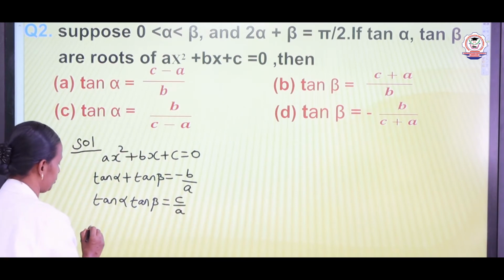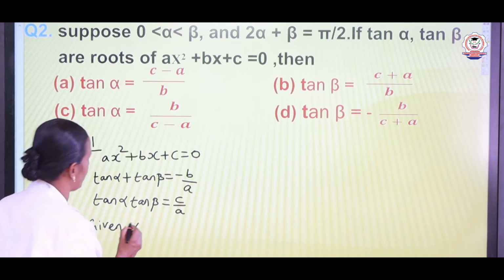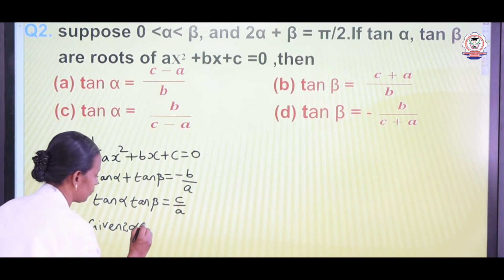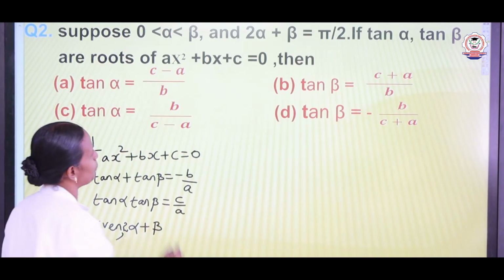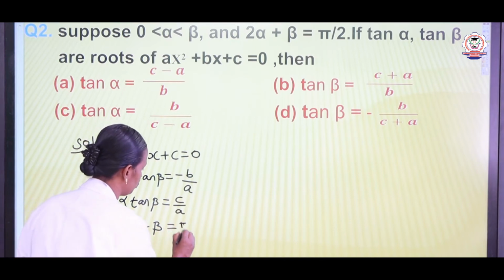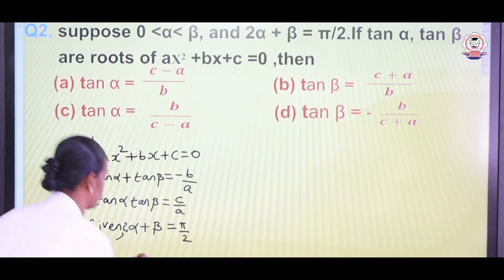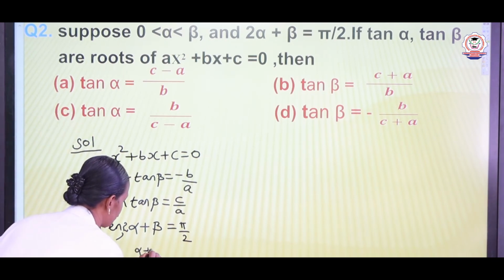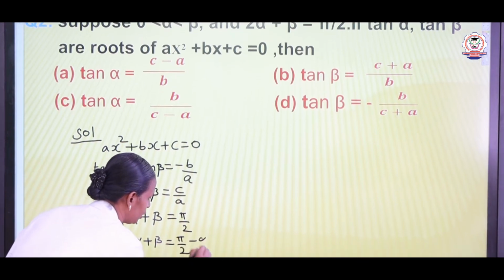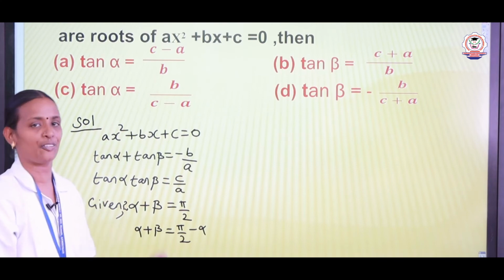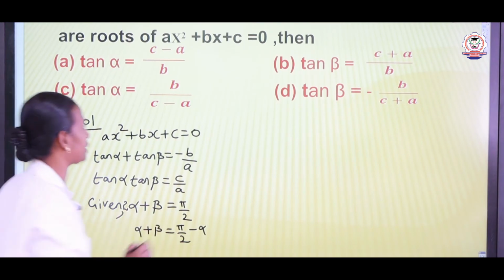Also it is given 2 alpha plus beta equal to pi by 2. From that you have to write alpha plus beta equal to pi by 2 minus alpha, because 2 alpha can be written as alpha plus alpha. So, we are writing here alpha plus beta equal to pi by 2 minus alpha.